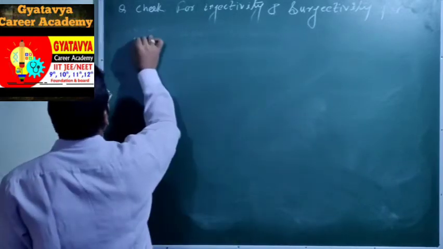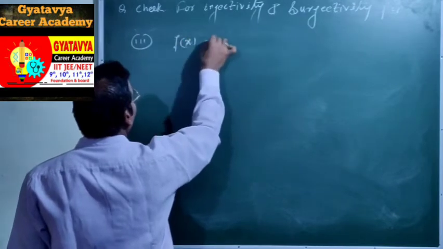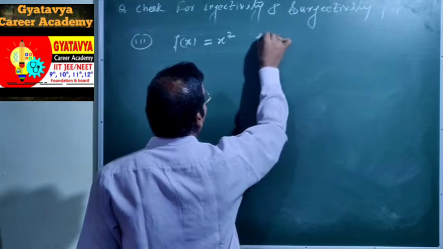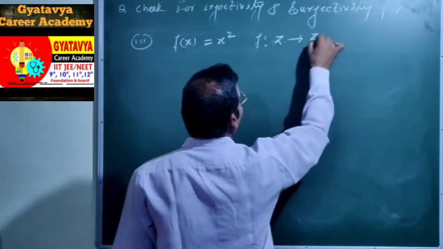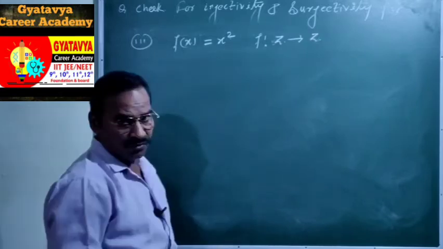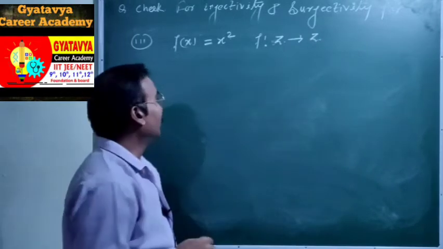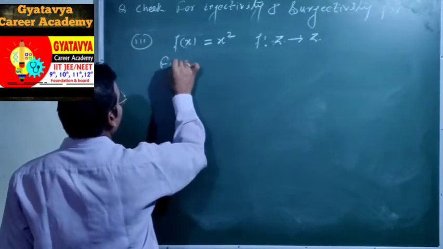Now, third is f(x) equal to x square, where the domain and codomain is the given set of integers. Set of integers means negative integers and positive integers. First, for 1-1.